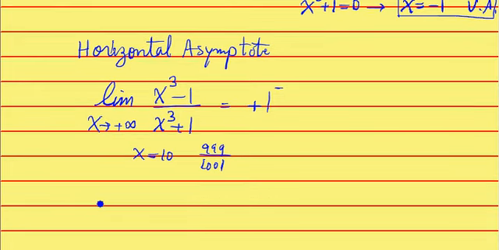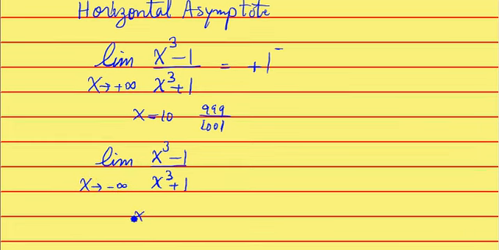Let's try the same at the other end as well. Limit of x cubed minus 1 over x cubed plus 1 as x goes to minus infinity. Try the same trick again. Let's take x equal to minus 10. The numerator becomes minus 1001. Denominator becomes minus 999. So approximately 1, a little bit above it. So this is the same as the previous case. It's 1 but a little bit higher.